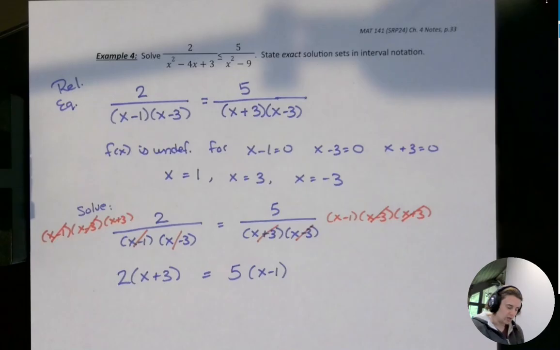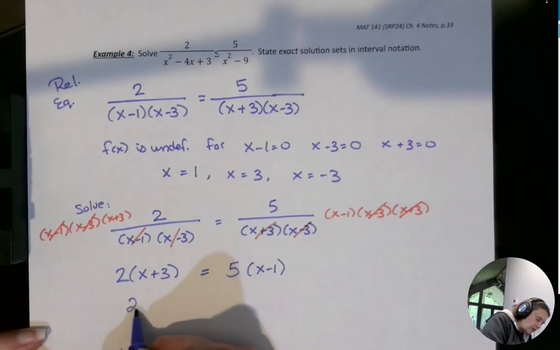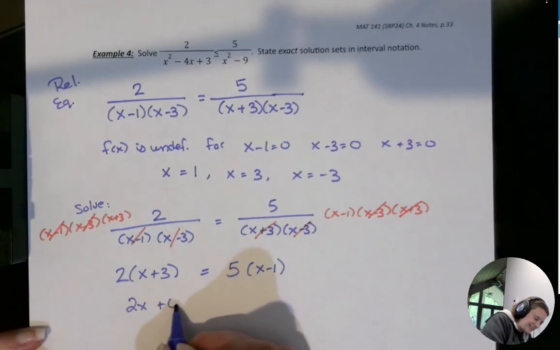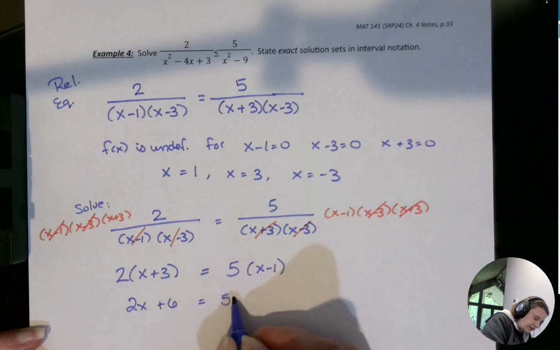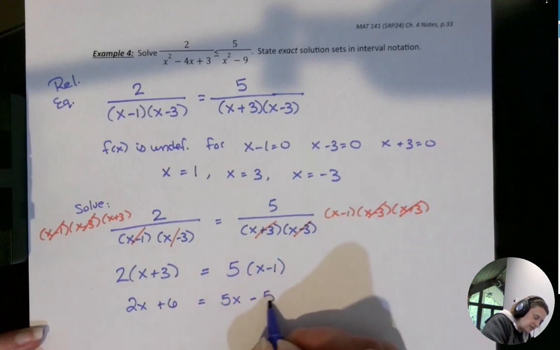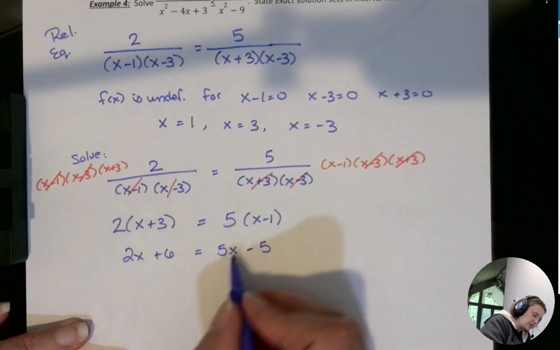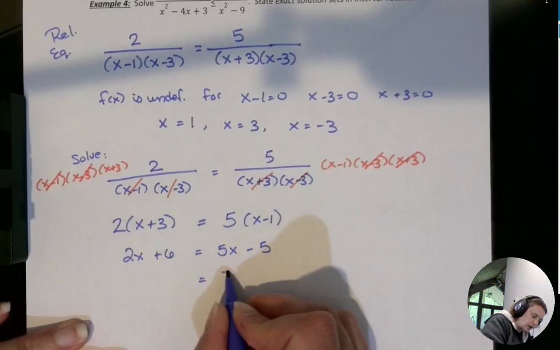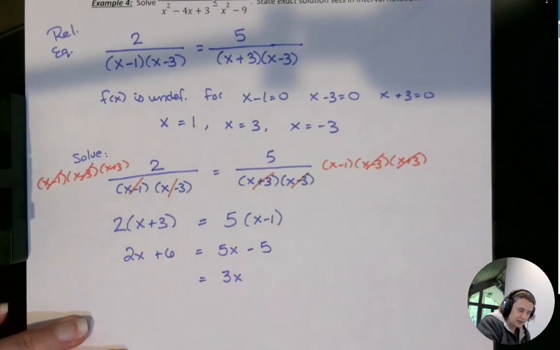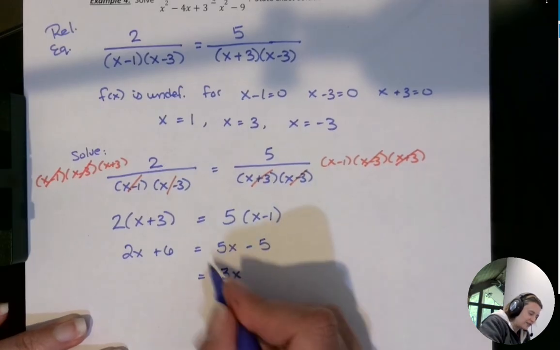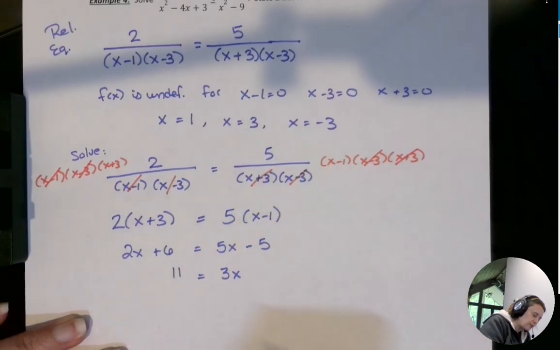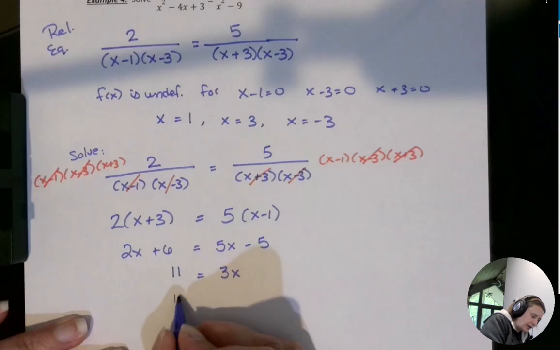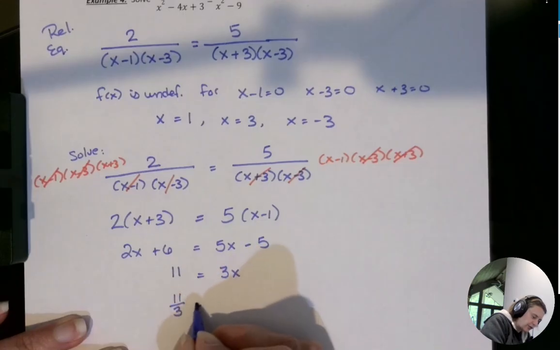Let's distribute so that we can solve. This is 2x plus 6 equals 5x minus 5. We're going to subtract our x's over to the right just to give me a positive 3x over there. Add the 5 over, that gives me 11. So if I divide by 3, I get 11 thirds for the x value.